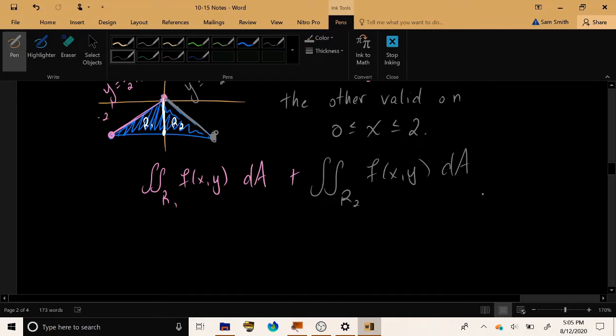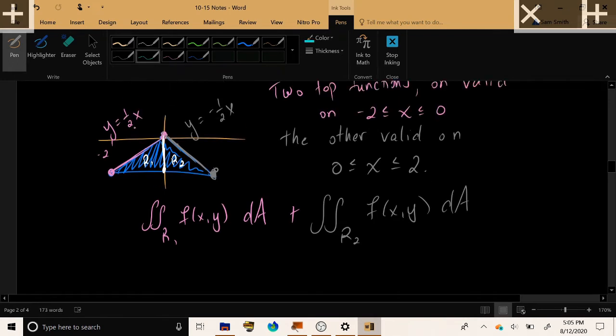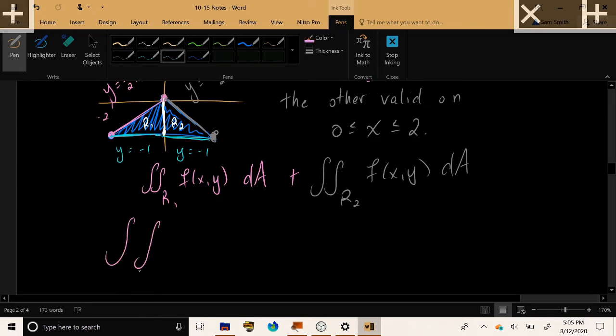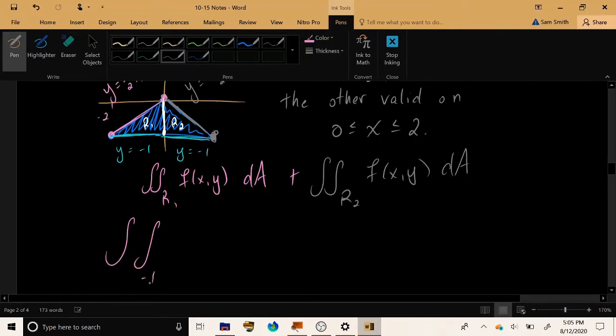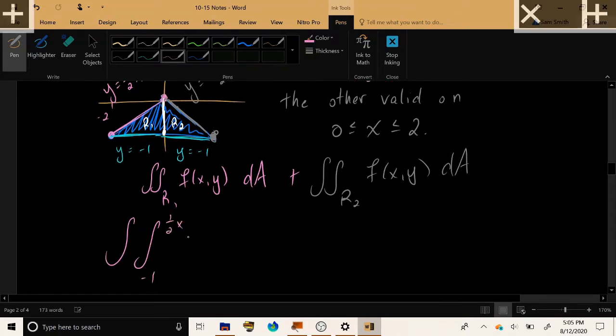All right, now for region number 1, which has a top function of y equals positive 1/2 x, the bottom function is y equals -1, that flat constant function. And the same thing is true on the other half of the region, y equals -1. So the pink region, for its inner limits of integration, is going to go from the lowest y value, y equals -1, to the topmost y value, y equals 1/2 x on that region.